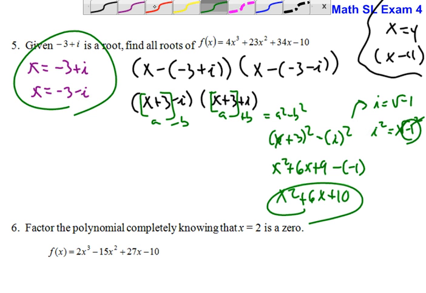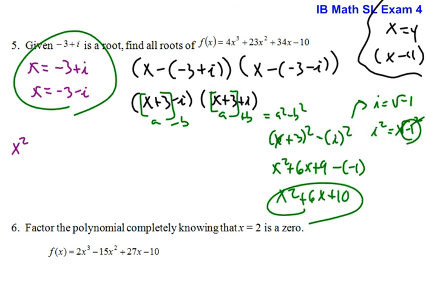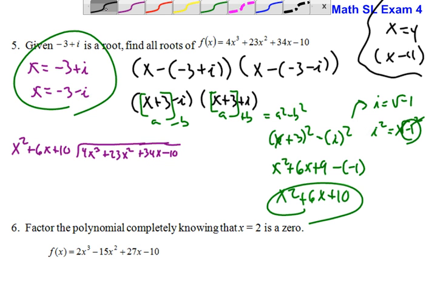So let's see if I can fit this in here. I probably should have left myself a little more room, but we'll do what we've got to do. So let's do x squared plus 6x plus 10, and we're going to divide that into this long tamale: 4x to the power of 3 plus 23x to the power of 2 plus 34x minus 10. Okay, so let's go to town and see what we can do.